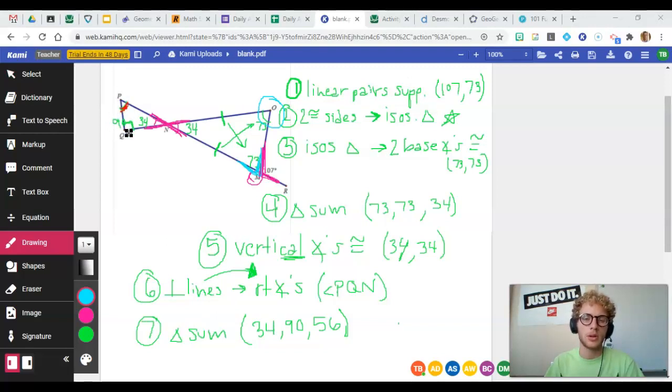So if you're asked on a test to find a missing angle and provide your reasoning for each calculation or each step, that's what the expectation is. Don't just say like, I used triangle sum and vertical angles. You have to step by step say what you did.